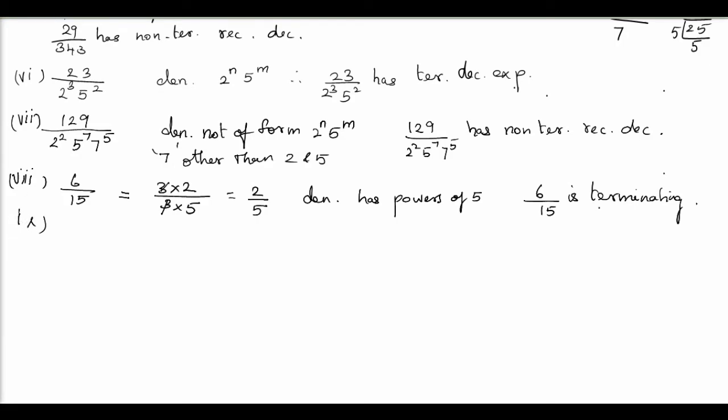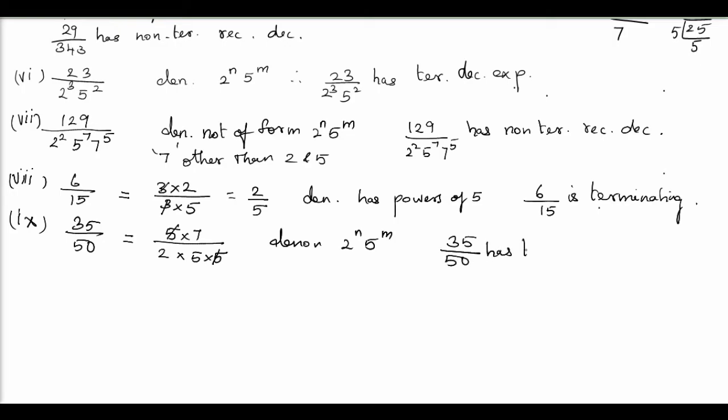The ninth subdivision number given is 35 by 50. So here we have 5 into 7, 35 by 2 into 5 into 5 is 50. We can cancel one 5 and we see that the denominator is of the form 2 power n 5 power m because it is 2 into 5. Therefore, the given rational number has terminating decimal expansion.